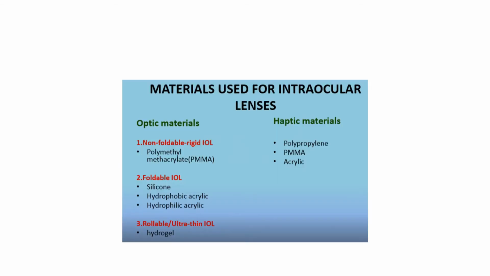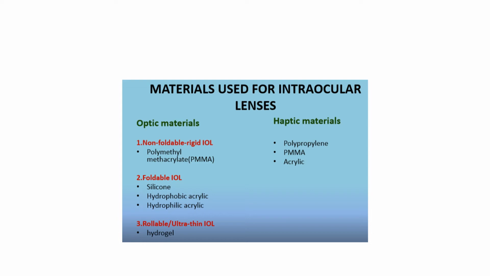Here are the materials used for intraocular lenses. We should also know which materials the lenses are made of. The optic can be made of a non-foldable rigid IOL, which is polymethyl methacrylate, a very commonly used lens. The second is a foldable IOL, which is used in small incision surgery like phaco. The types of IOL used here are silicone, hydrophobic acrylic, and hydrophilic acrylic.